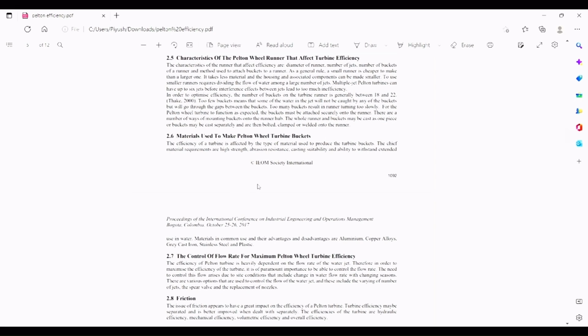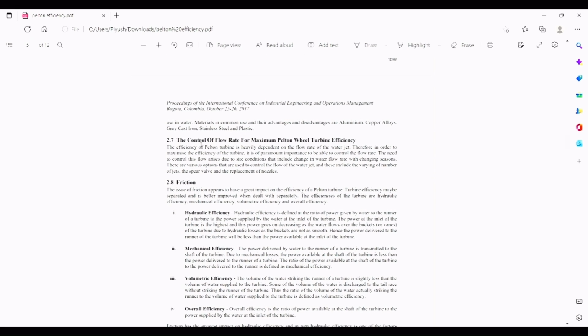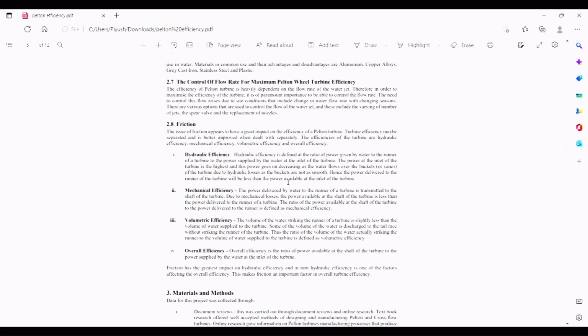Material which are used to make the Pelton wheel turbine buckets. The commonly used material are aluminium, copper alloys, grey cast iron, stainless steel and plastics. The control of flow rate for maximum Pelton wheel turbine efficiency. Control over flow rate is very essential for achieving maximum efficiency in different site conditions, as flow rate highly affects the efficiency of turbine.